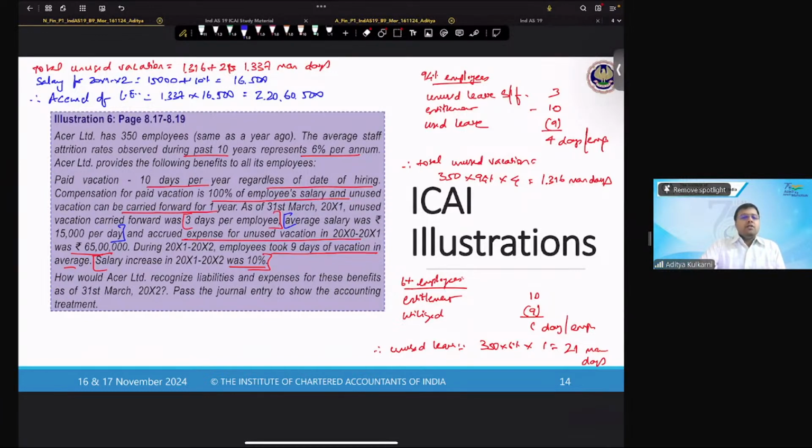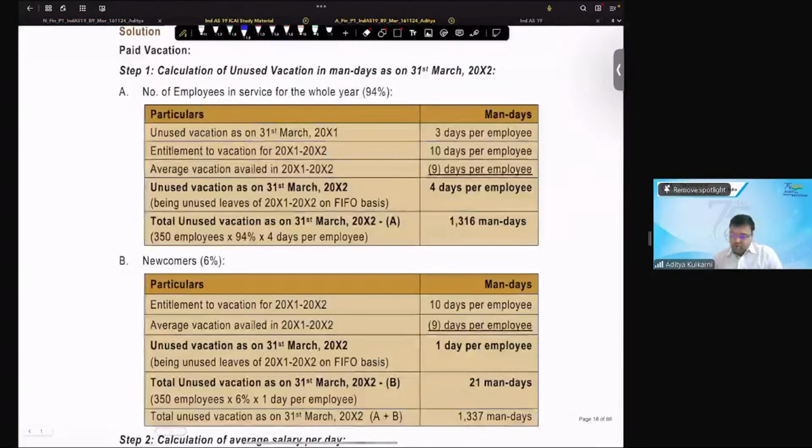Okay. So now, what will be the journal entries that you will pass? Employee benefit expense account debit to provision for leave encashment, 2 crore 20 lakh 60,500. Correct? Yes, sir. And that 65 lakhs of last year will be assuming that it's paid off in the current year. Provision for leave encashment 65 lakhs to cash bank 65 lakhs. Yes, sir. Very simple. So that's exactly what is the solution.